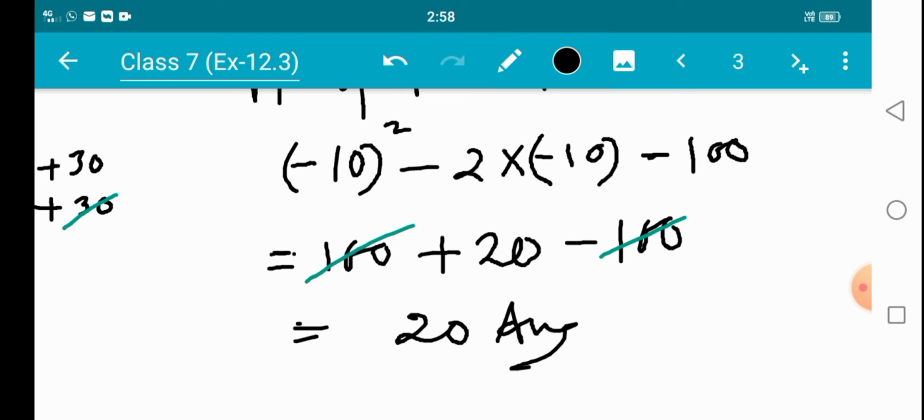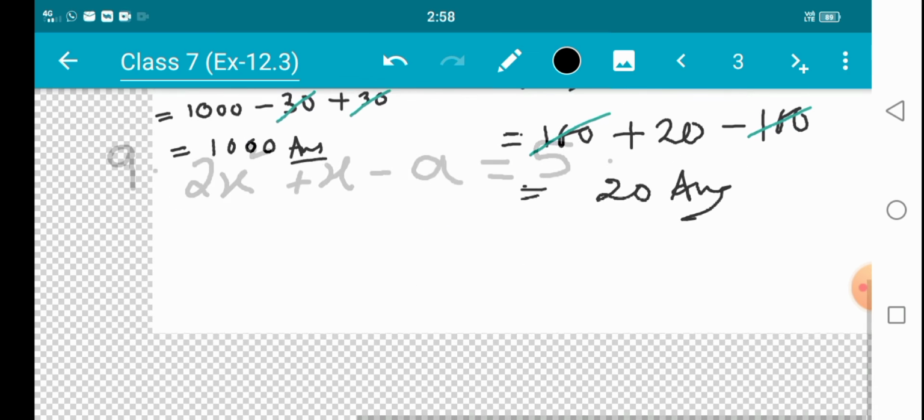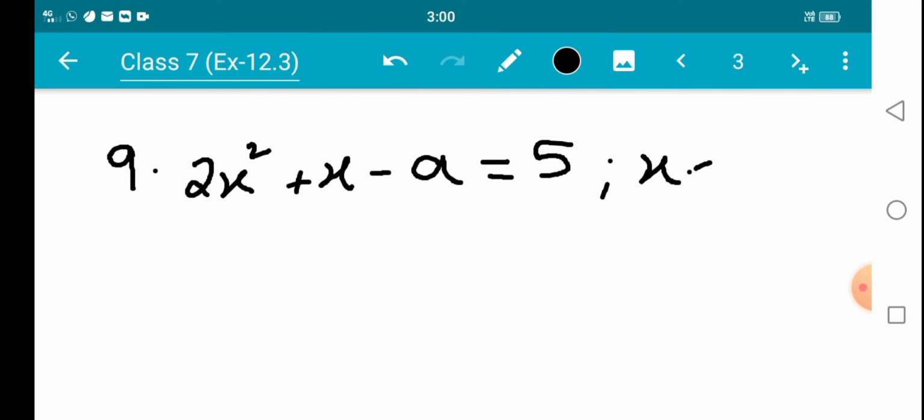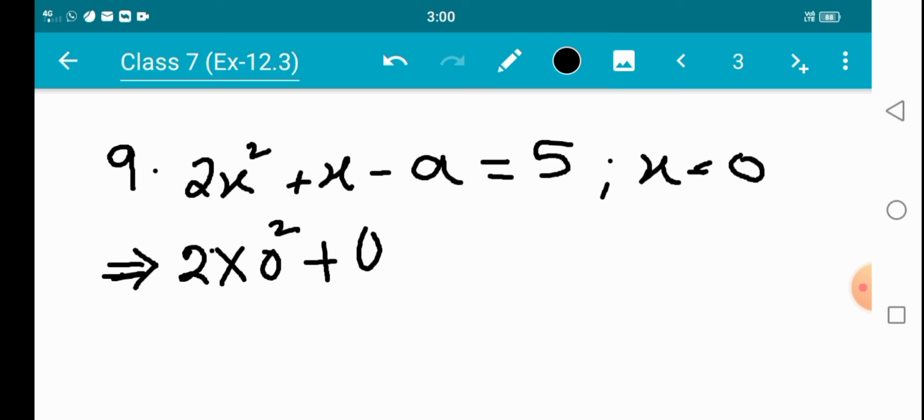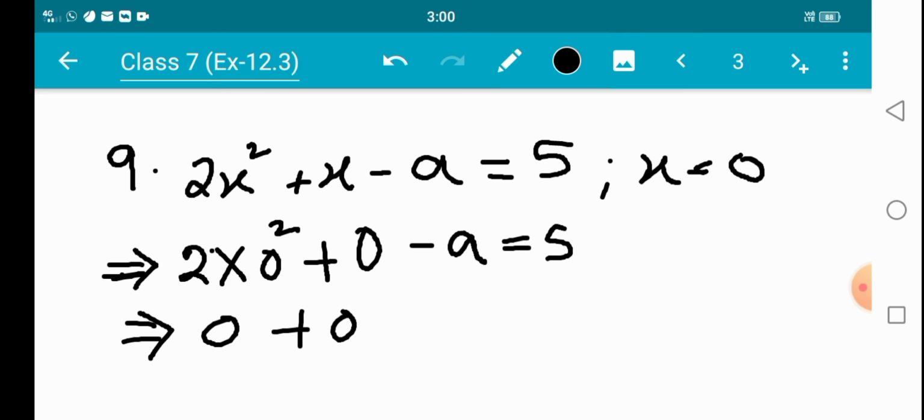Question number 9. What should be the value? The value of x, we are putting 0. It is given in the copy. So what you will get? 2x square means 2 into 0 square plus value of x is 0 minus a is equal to 5. Now 0 square means 0 only, and 2 into 0 means 0, plus 0 minus a is equal to 5.